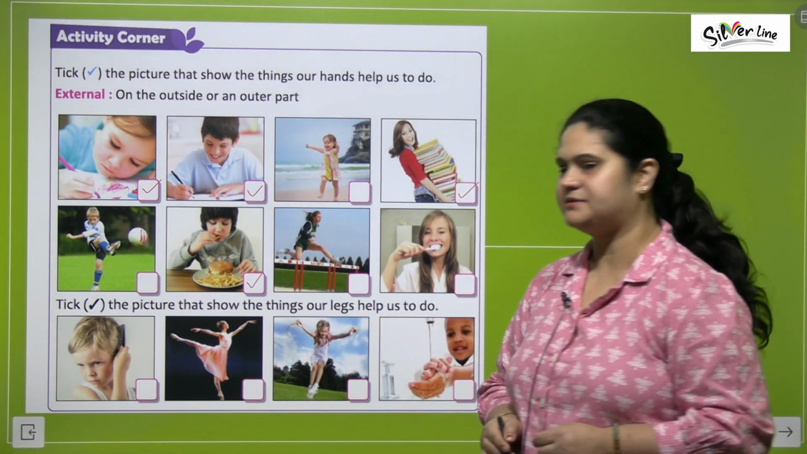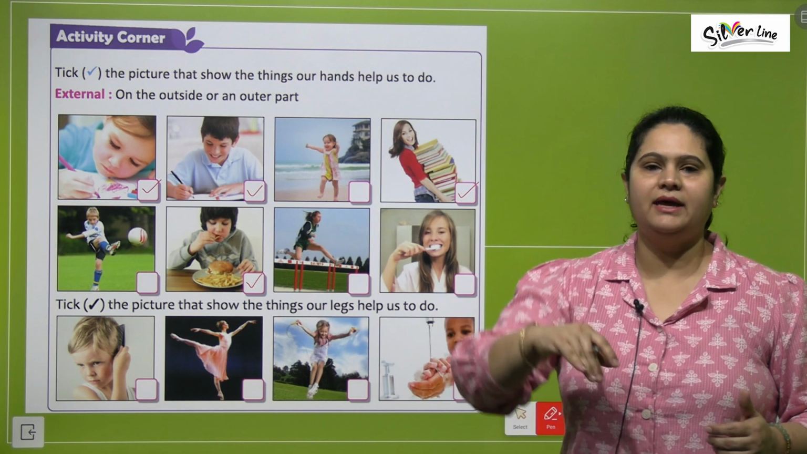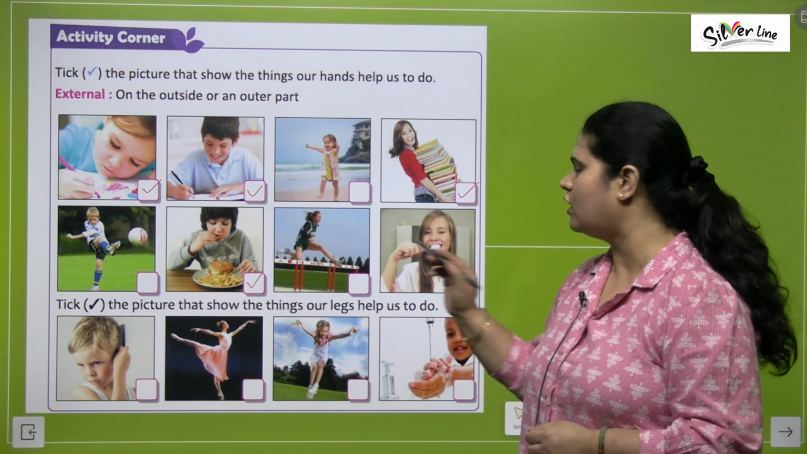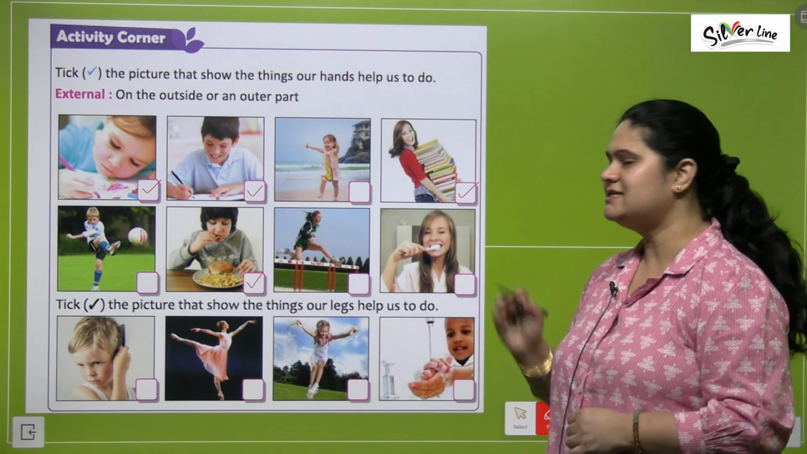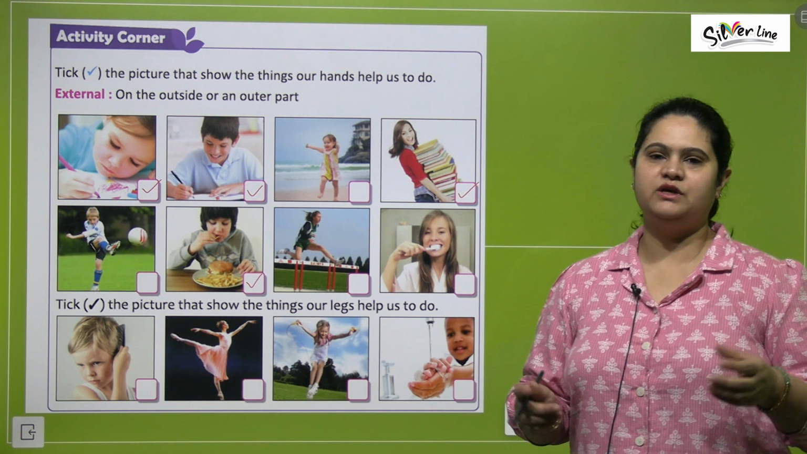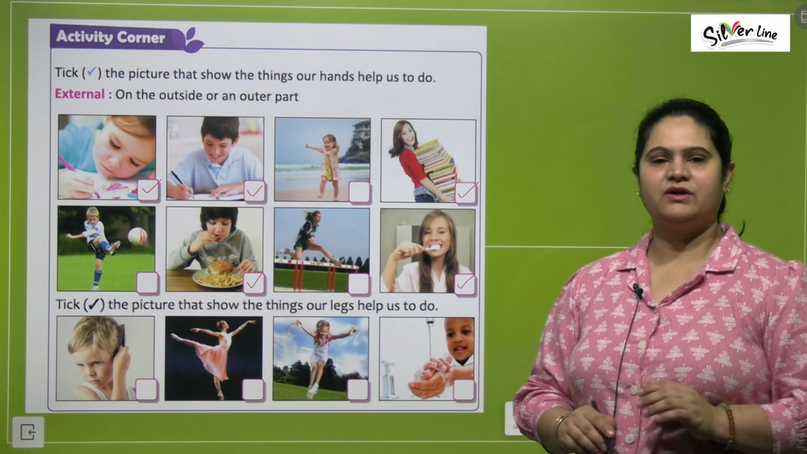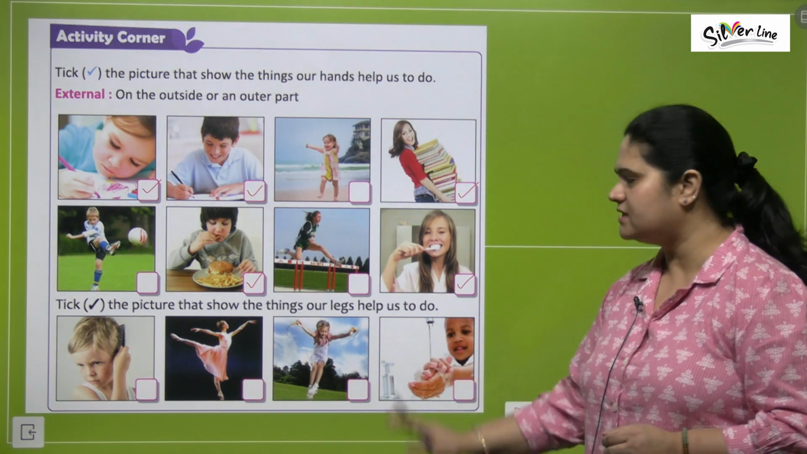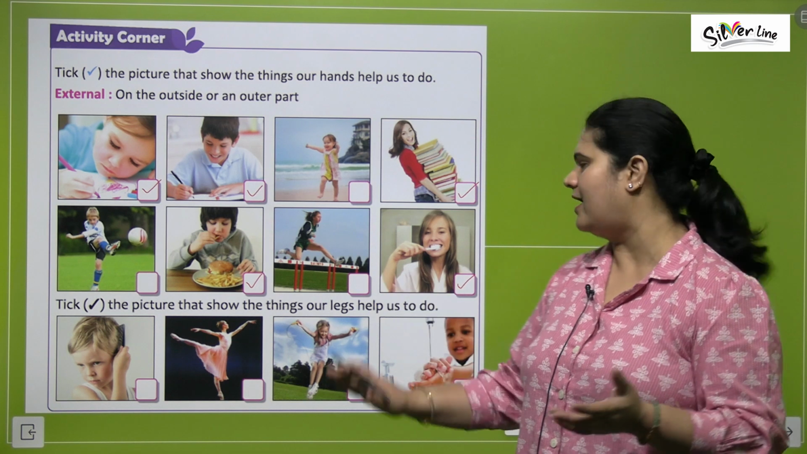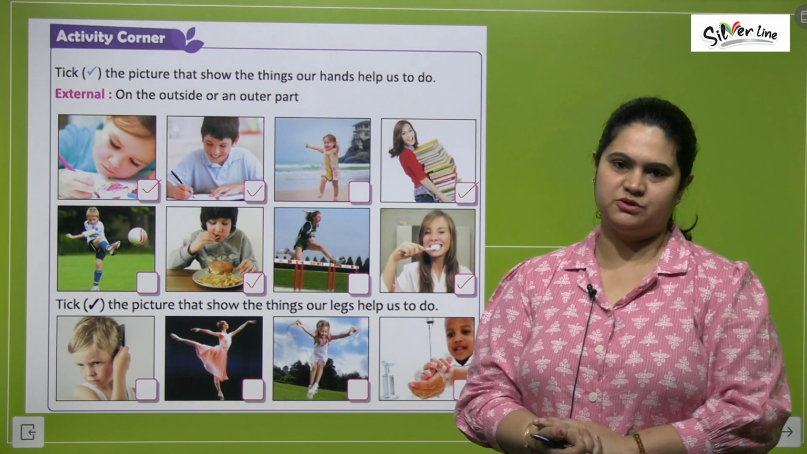Let's take this. This girl is jumping high, right? For jumping we use our legs, not our hands. And this woman here is brushing her teeth, and yes, we use our hands to do that. Let's take that, right? Now we have certain pictures. We have to take only those that show our legs, show the things that legs help us to do, right?